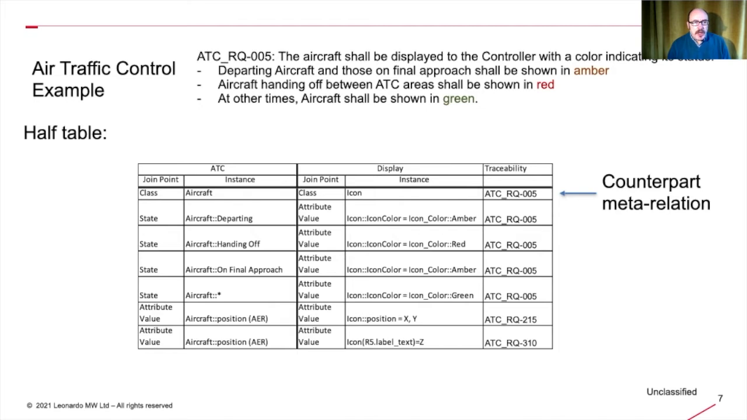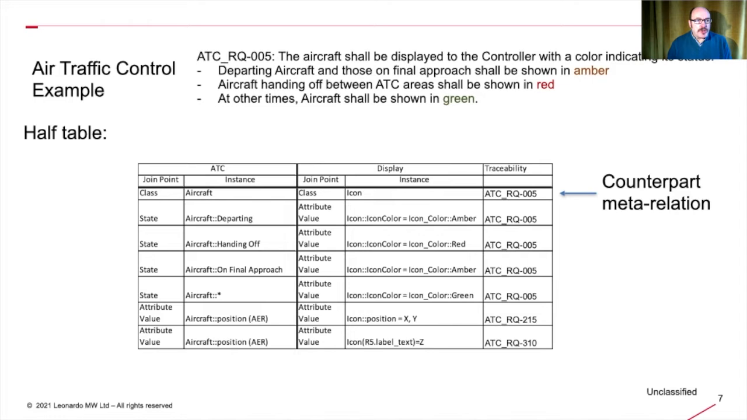And then the rest of the table is specifying the various states that the aircraft is in. So we've got 4 different states there, and those states are the ones that are called out in the requirement. And then on the right-hand side of the table, we're mapping to an attribute value to capture the requirement that the icon has a particular colour. I'm not going to go into the bottom 2 there. That's just to illustrate that other mappings are possible. We're going to focus on the aircraft icon mapping in this example.